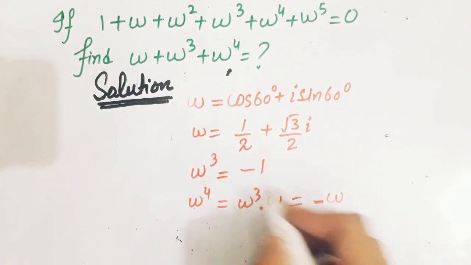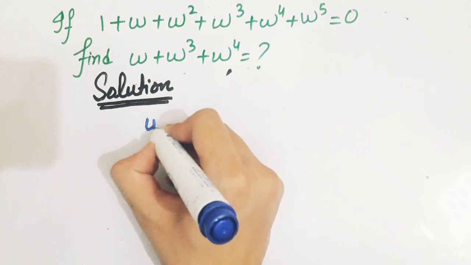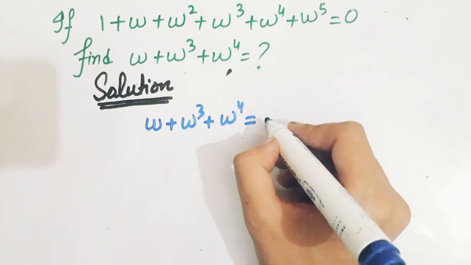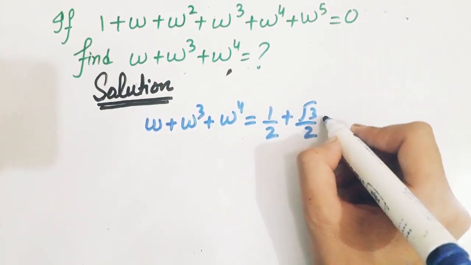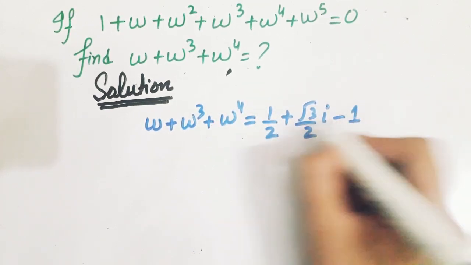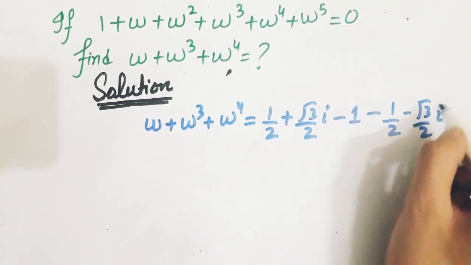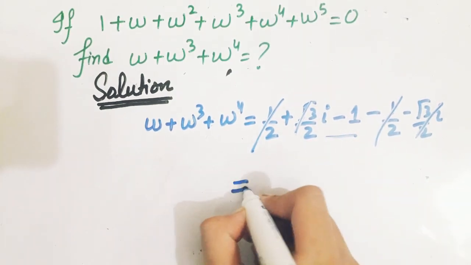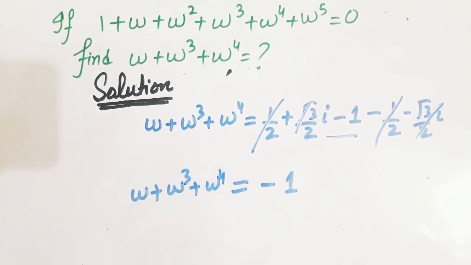So we will substitute the values and get the answer. We have omega plus omega cubed plus omega 4. The omega value is 1 by 2 plus square root 3 by 2 iota, omega cubed is minus 1, and omega 4 is minus omega, meaning minus 1 by 2 minus square root 3 by 2 iota. So all values cancel out and we have only minus 1. So our final answer is equal to minus 1. So this is the final answer.